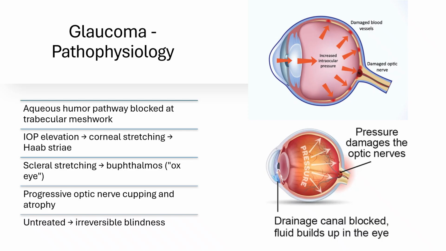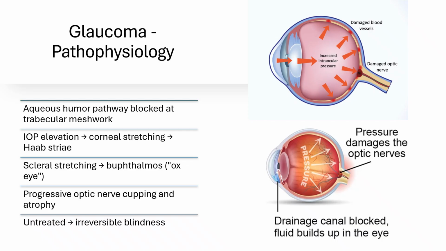Corneal stretching produces Hobbs striae, horizontal breaks in Descemet's membrane visible as railroad track-like lines across the cornea. These represent permanent structural damage, even if pressure normalizes later. Scleral stretching creates ophthalmos, literally ox eye, the pathognomonic finding of congenital glaucoma. The entire globe enlarges, giving the characteristic appearance that families often notice first. This enlargement only occurs in eyes younger than 3 years old. After that, the sclera becomes rigid like adult tissue.